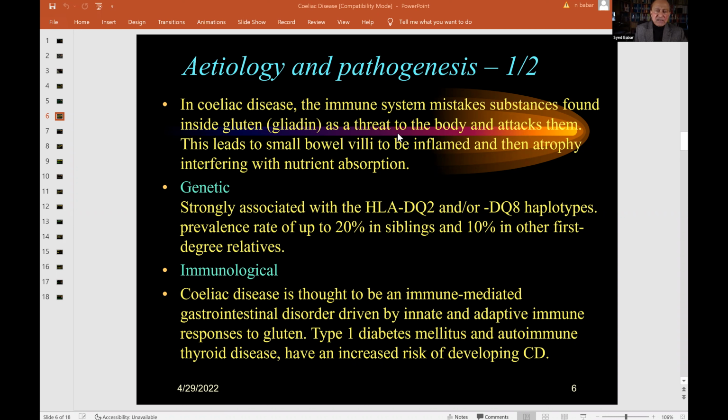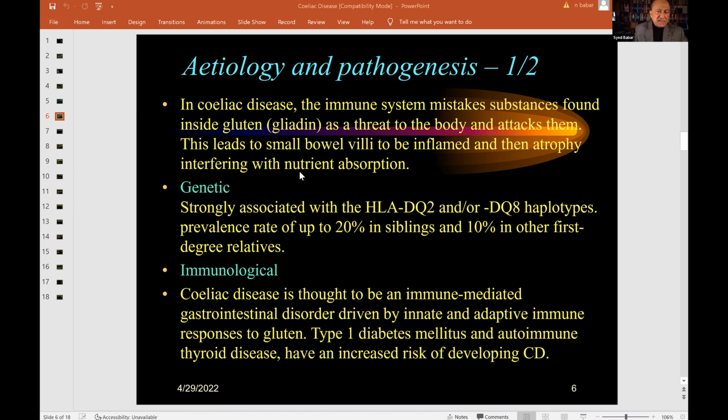This leads the small bowel villi to be inflamed, overactive at first for a while, and then become underactive, and then become atrophied. And this atrophy will eventually interfere with nutrient absorption. And so in the long run, a person would be suffering from various kinds of deficiencies and also gastrointestinal symptoms.